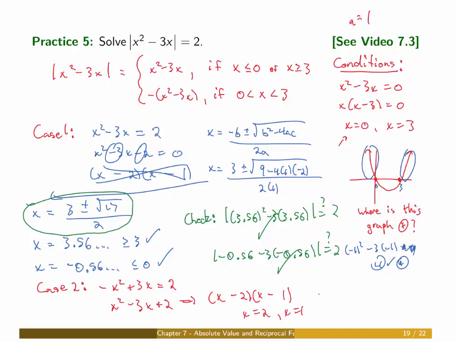Now, both 2 and 1 satisfy the condition, so once again you have to check these. When we check, x equals 2 will work, and x equals 1 will also work. So therefore, here are your solutions to this question: x equals 2, x equals 1, and x equals 3 plus or minus root 17 over 2. Okay, long question. However, the solutions present themselves very naturally.